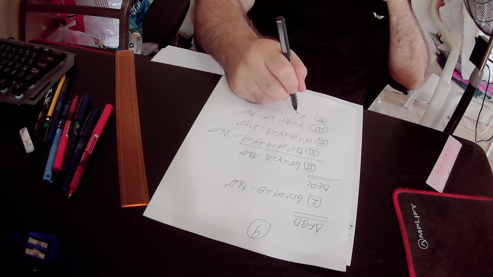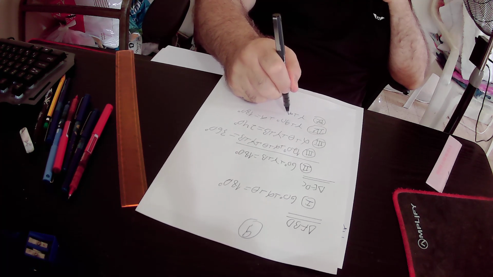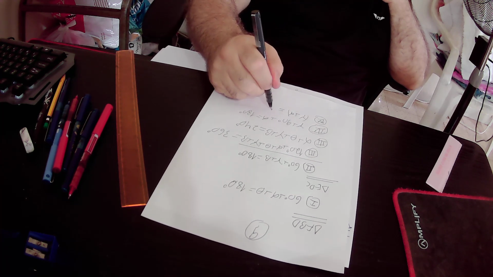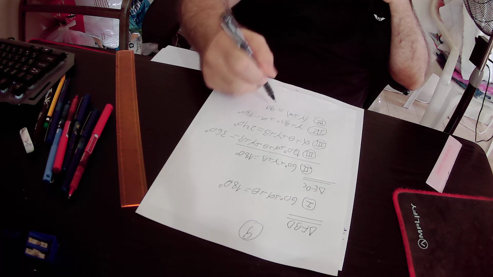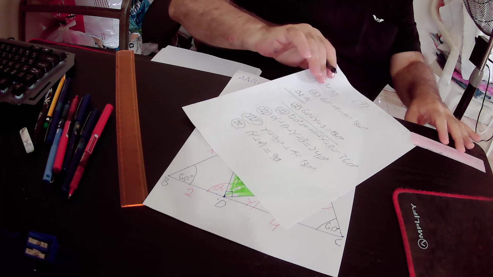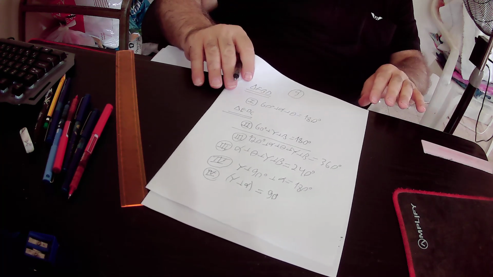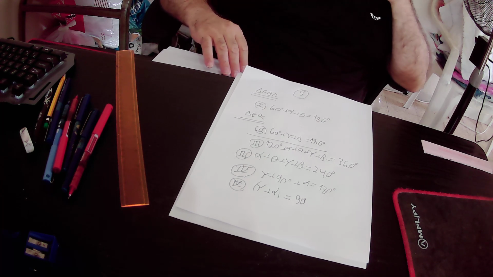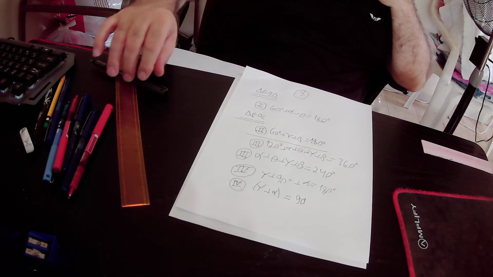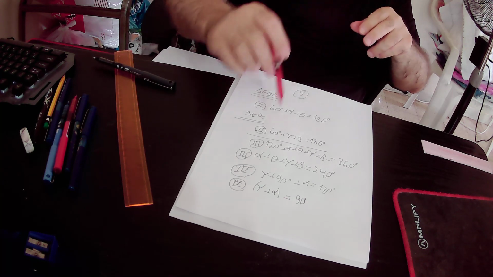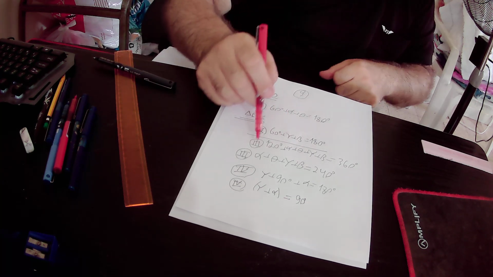gamma plus alpha equals 90 degrees. Okay, we got the equation that states that gamma plus alpha equals 90 degrees. But actually we have gamma plus alpha also in equation number 3.